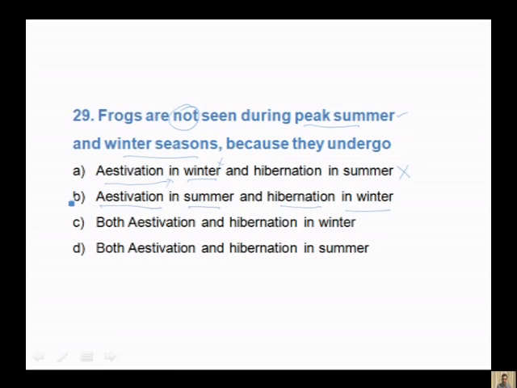For this question, option B is correct. Why? Because estivation in summer and hibernation in winter make the organisms tolerate unfavorable conditions. That's why the number of frogs in these two seasons is comparatively less. Both estivation and hibernation in winter season, option C, is wrong. Both estivation and hibernation in summer season is also wrong. Move on to the next question.